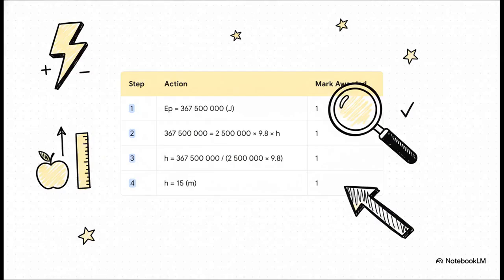And this is where we get the inside scoop. Look at this. Each one of those steps we just talked about is worth 1 mark. You get a whole mark just for converting megajoules to joules correctly. Another for substituting the values into the equation. A third for rearranging the formula. And the final one for getting the right answer. This is exactly why showing your working is a total non-negotiable.